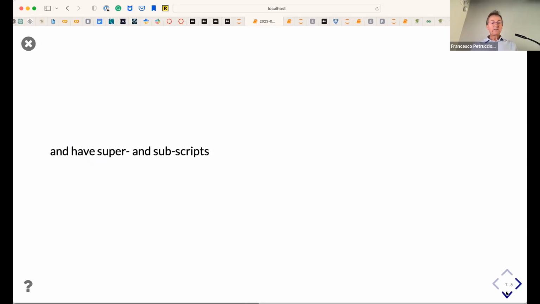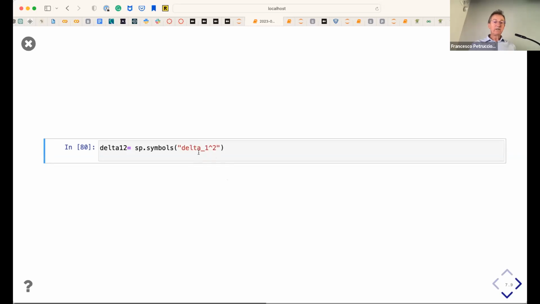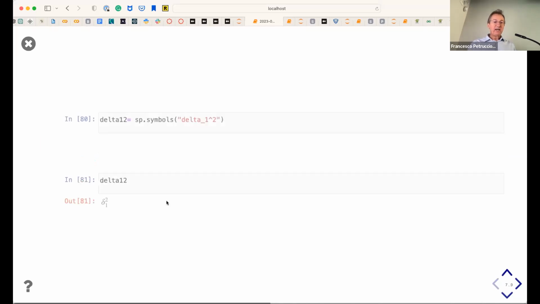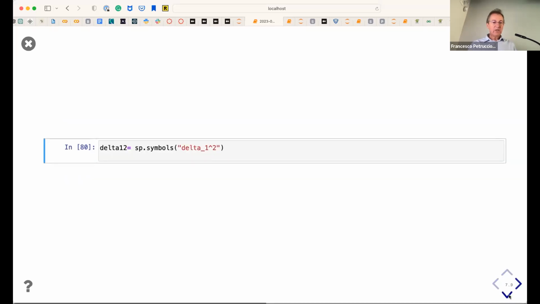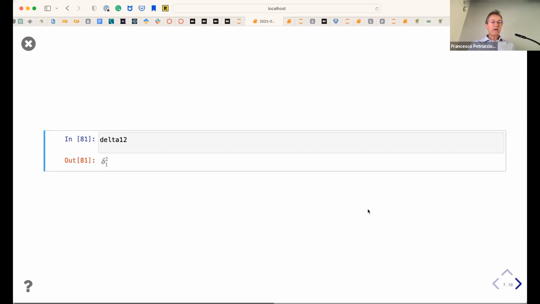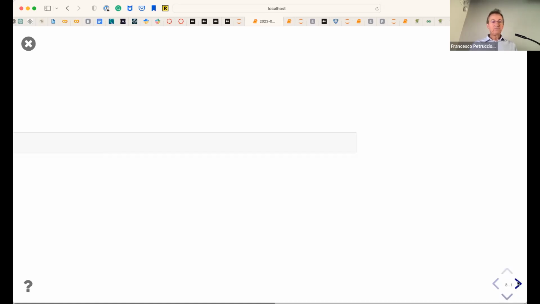And you can use super and subscripts. Subscripts are underscore, and superscripts are the hat. Again, this is exactly like in LaTeX, which is a text processing open source package as well. The same notation as there. If you print then this delta 1 2, it gives you delta with underscore 1 and underscore 2.